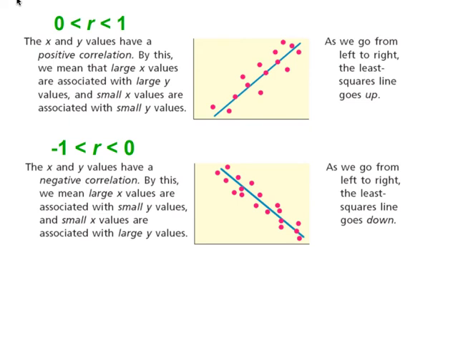Same thing happens if it's a negative number, less than 0 but greater than negative 1. The line is going to go through a lot of those points, but not quite hitting them all. I would say maybe this is a moderate positive correlation, or a moderate negative correlation.